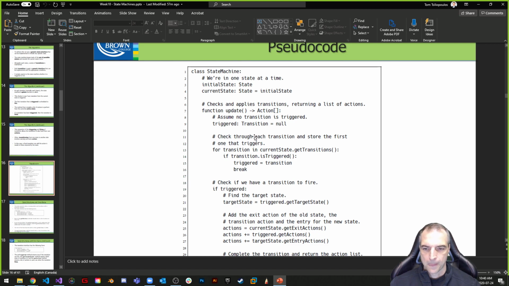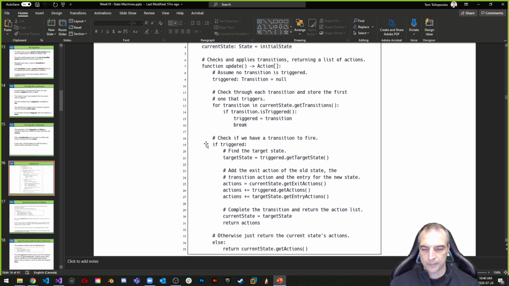And then if the transition is triggered, we want to find the target state. We take a look at the transition that's been triggered. Remember, triggered is just a transition, and we get the target state based on the next state that transition has. I know this is kind of hard to read because we're looking at pseudocode, but bear with me for a second while we go through this one example.